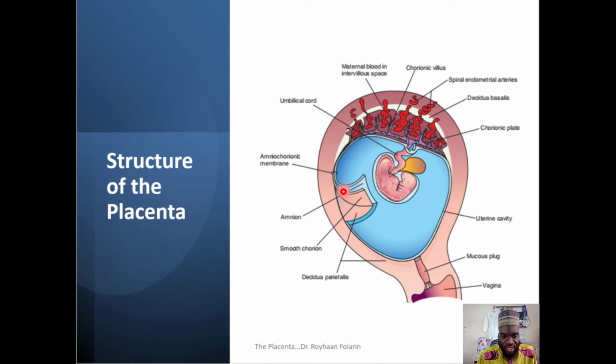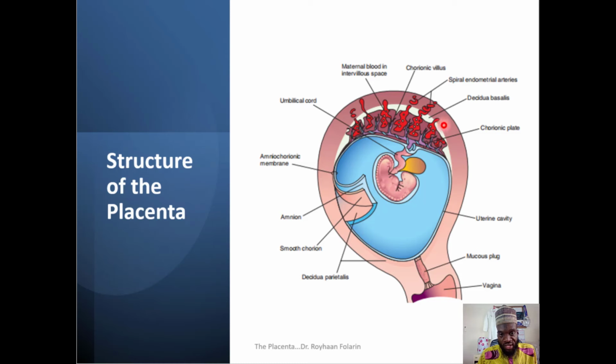So the amnion is this part here, which is brown in this case, and it is closely related to the chorion. So here is the chorion, the brown, the amnion is that blue part. And so the amnion and the smooth chorion have been cut, reflected to show their relationship to each other and their relationship to the decidua parietalis, which is the rest of the endometrium that did not receive the implantation.